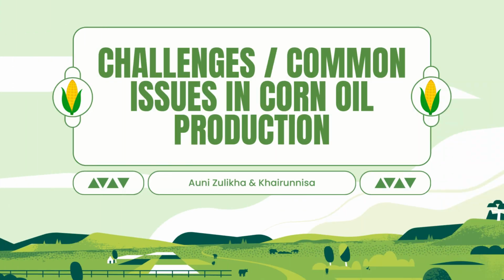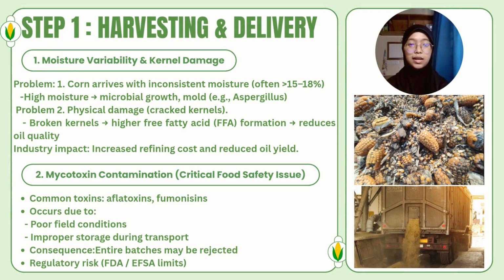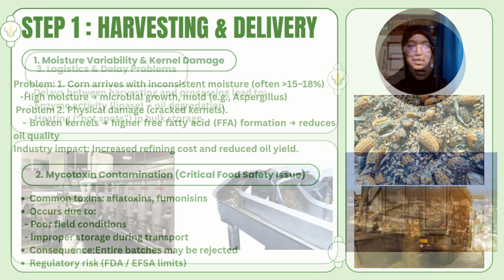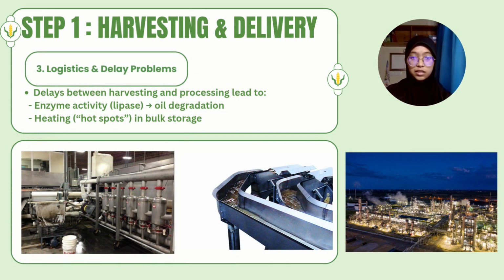Last but not least, the problems at each step. The first step is harvesting and delivery. One major issue is moisture variability and kernel damage. Corn often arrives with high moisture and broken kernels. Another critical problem is mycotoxin contamination, such as aflatoxins. These usually come from poor field or storage conditions. Finally, logistic delays are a concern. If processing is delayed, enzymes start breaking down the oil and heat can build up in storage.